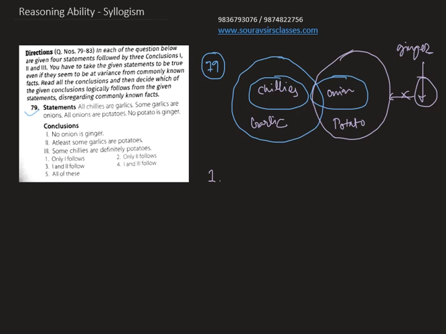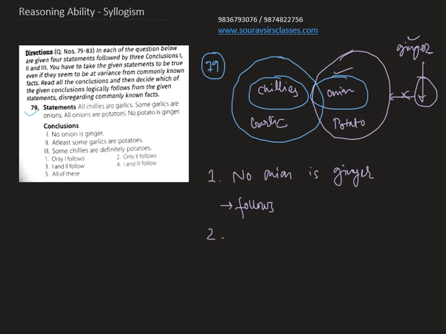Conclusion 1 says that no onion is ginger. As we can see from the Venn diagram that we have already drawn, this is the set of ginger and this is the set of onion, and we can see that no onion is ginger is true. Therefore, conclusion 1 follows. Now let's see the next one.